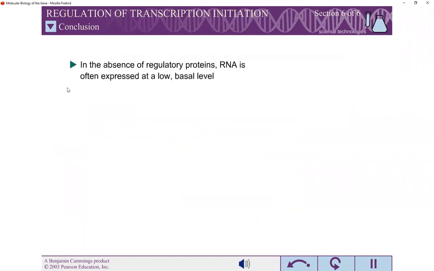In the absence of regulatory proteins, RNA is often expressed at a low basal level. This is a very important conclusion, because it helps to explain how, in the lac operon, the permease enzyme is expressed when lactose is present.